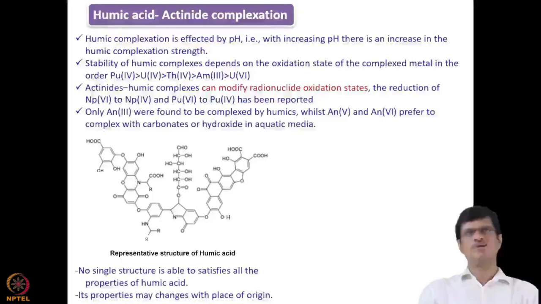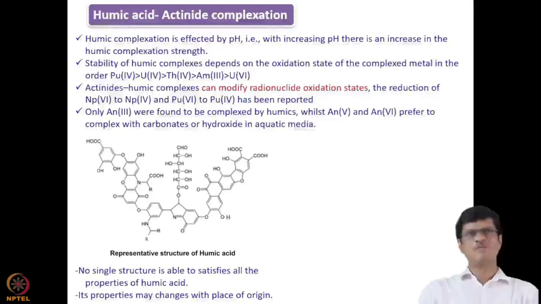So basically, humic acids will have a number of pK values, whether it is a carboxylic acid functional group or a phenolic functional group. The phenolic group will dissociate at a higher pH value. And there is no single structure which is able to satisfy all properties of the humic acid, and its properties may change with the place of origin of the humic acid.